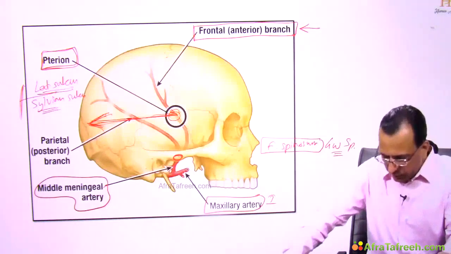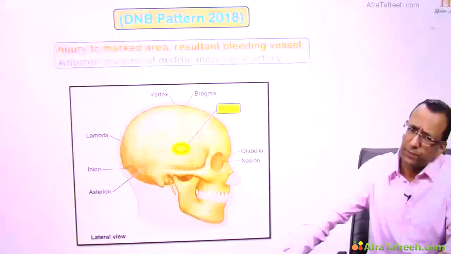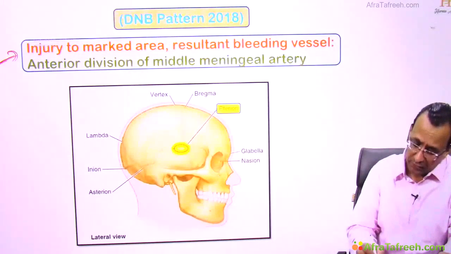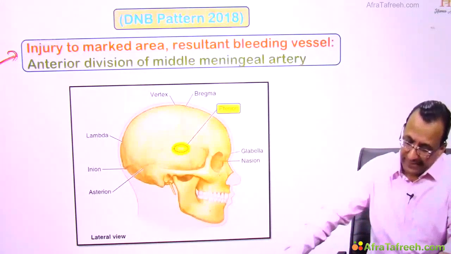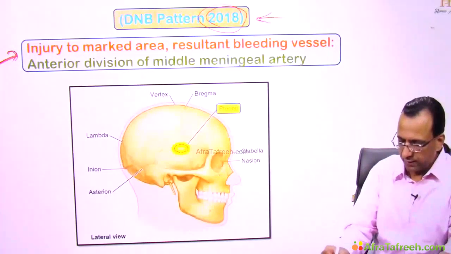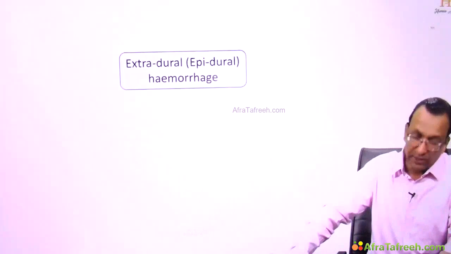What about the hemorrhage? That hemorrhage you are talking about? Hemorrhage. This is the hemorrhage. What hemorrhage? Actually, it is the anterior division of middle meningeal artery. This is the latest DNB question. Latest means this year. Yes, this year only. Okay, let us talk about that hemorrhage in detail then.